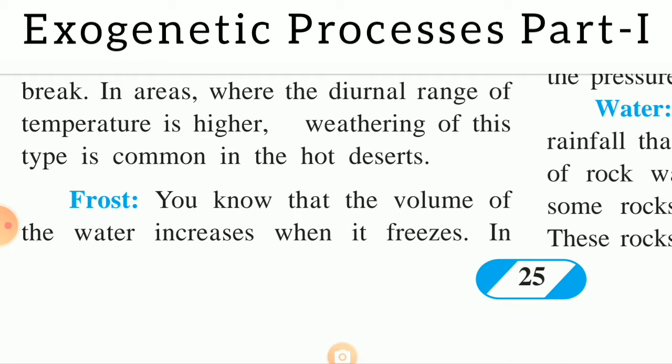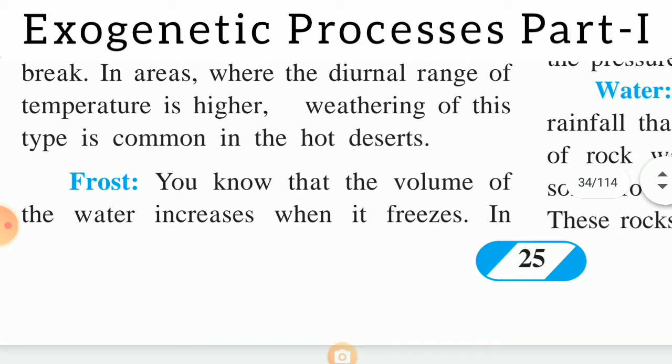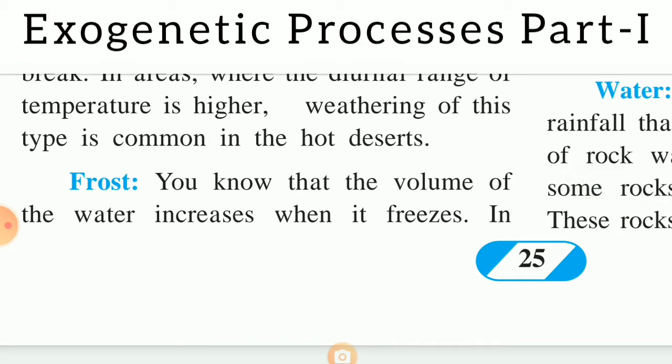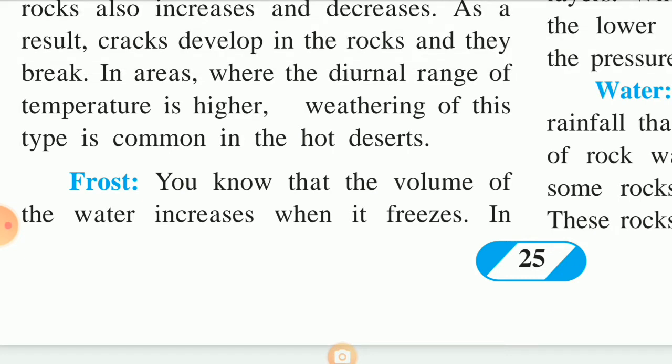Then we had studied that mechanical weathering occurs because of the following things, that is temperature, frost, crystal growth, release of pressure and water. So in the previous lecture we have seen how temperature works in it. Now we are going to see frost.